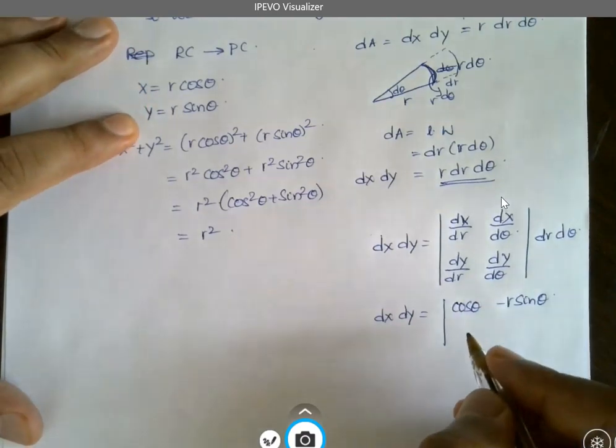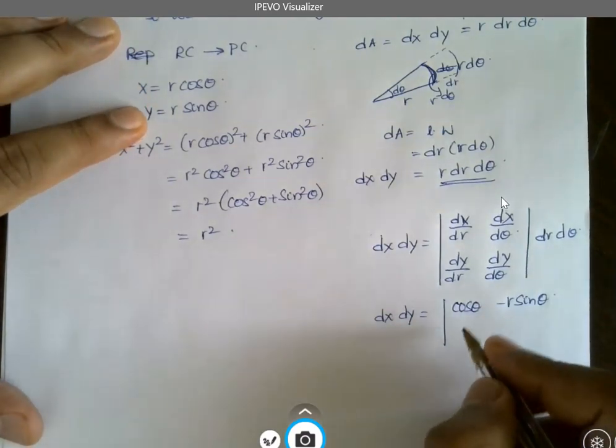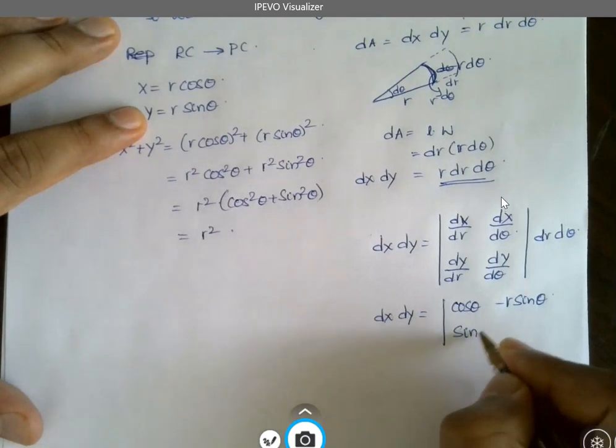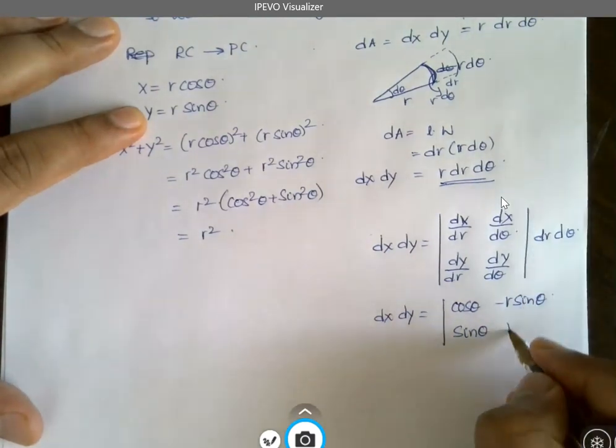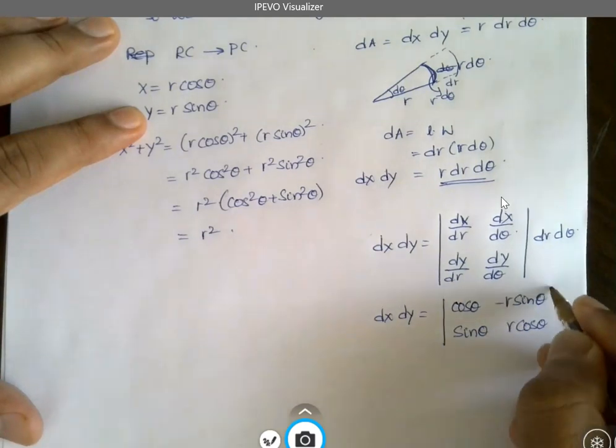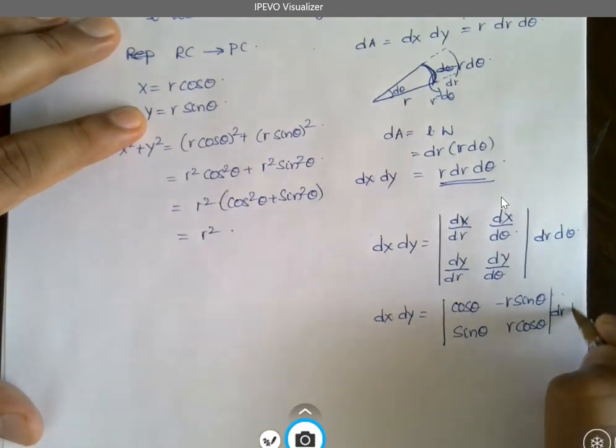dy dr from here is going to be sine theta, and dy d theta from here is going to be r cosine theta. That's going to be dr d theta.